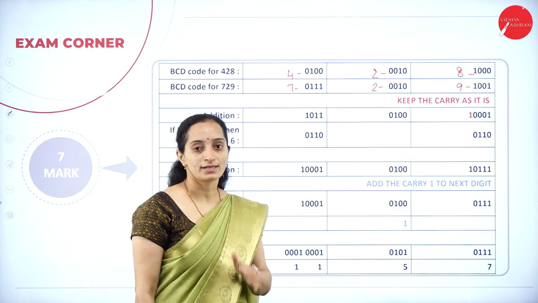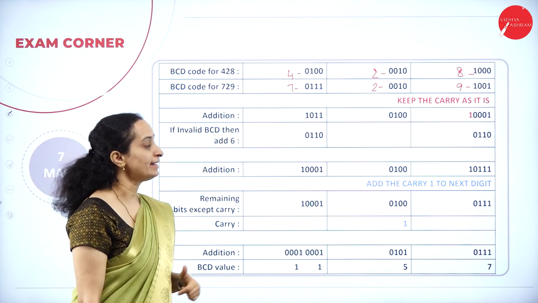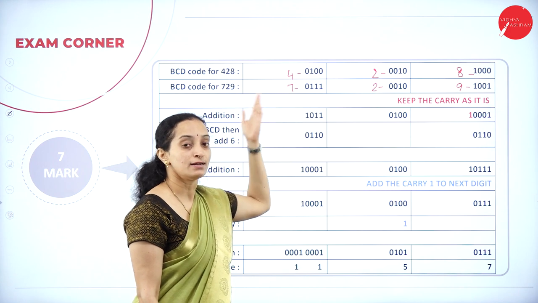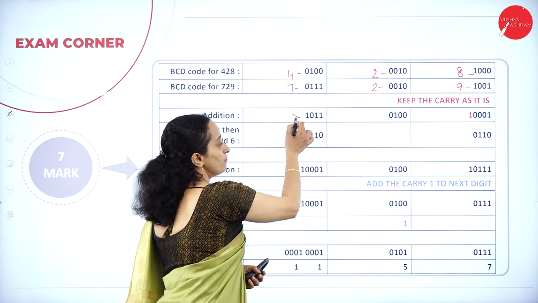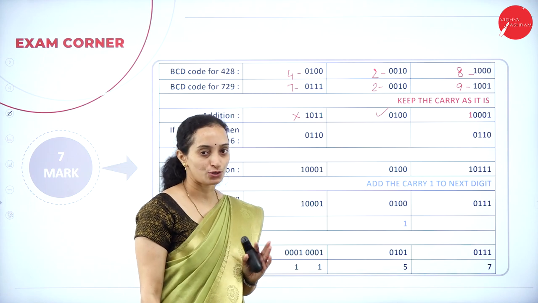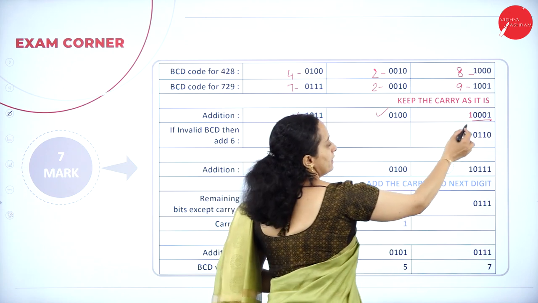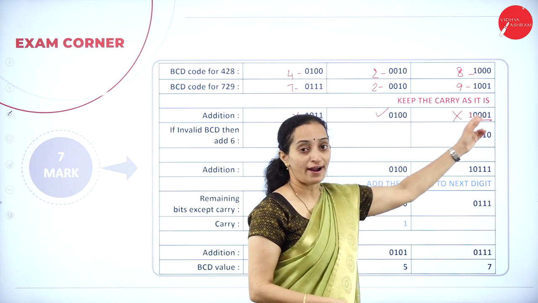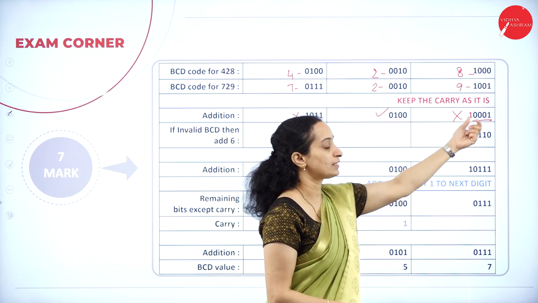Okay. So next, what is the step you have to do? If it is an invalid BCD form, then add 6. Okay. In these three digits, are they in BCD form? If you check the first number, it is not in BCD form. If you check the second number, it is in BCD form. Don't do anything with it. Now, if you check the third number, it is also not in BCD form. So, there is a carry and 5 digits. BCD has only 4 digits in a group, isn't it? So, it has 5 digits.